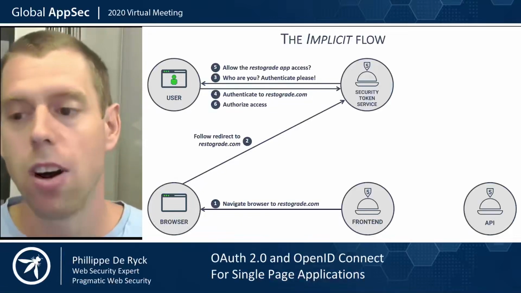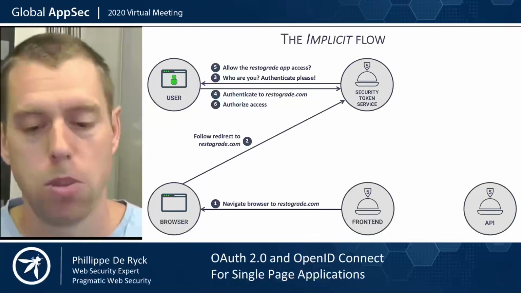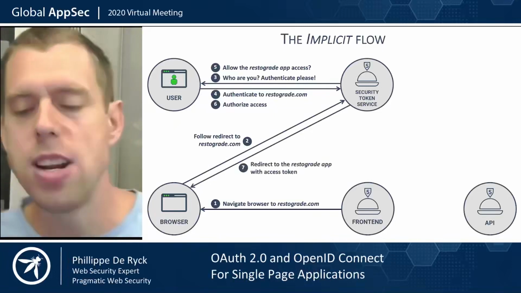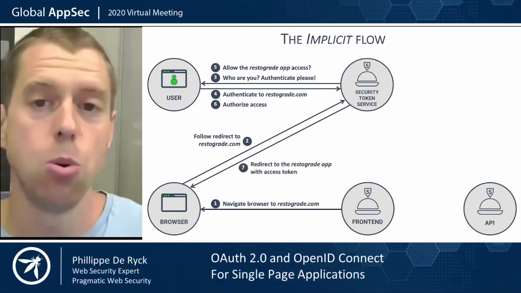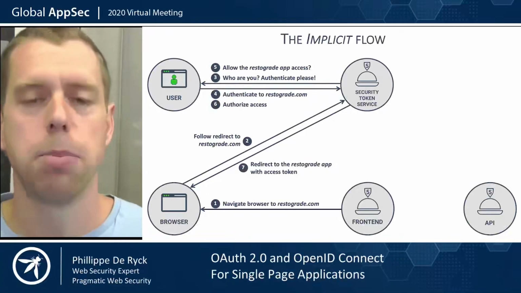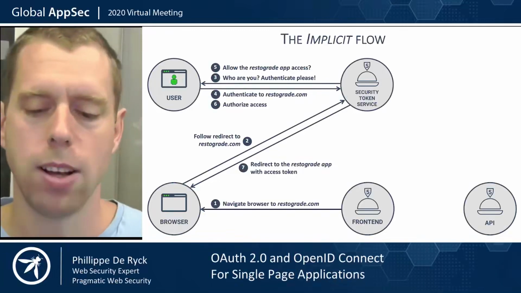promise. So after authorization, the security token service is going to generate an access token, essentially what we want to achieve with our OAuth flow. And it's going to trigger a redirect in the browser. So it's going to respond to the user's browser with a redirect, telling that browser to reload the front-end application. And it's going to include that access token in the URL of that redirect.